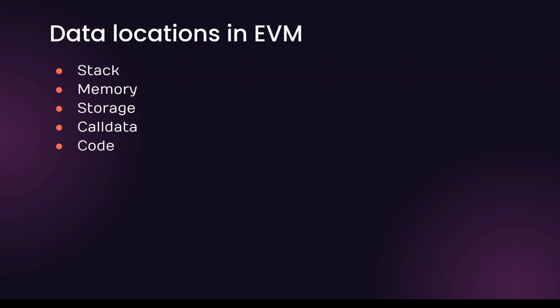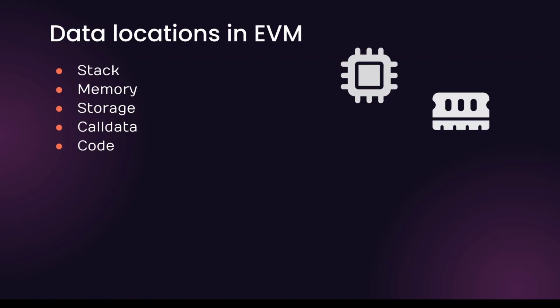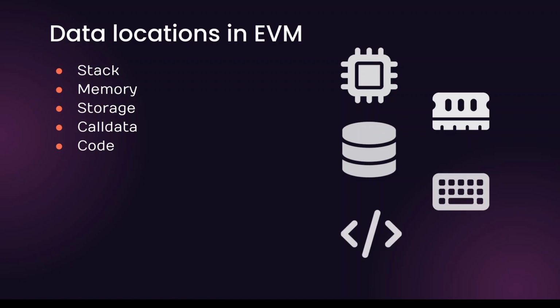In today's episode, we are going to look into data locations in EVM. There are multiple places where data is persisted in EVM, be it for the duration of a transaction or, well, forever. Those are stack, memory, storage, calldata, and code. They all have their well-defined place in the transaction execution flow, and we will describe them one after another.